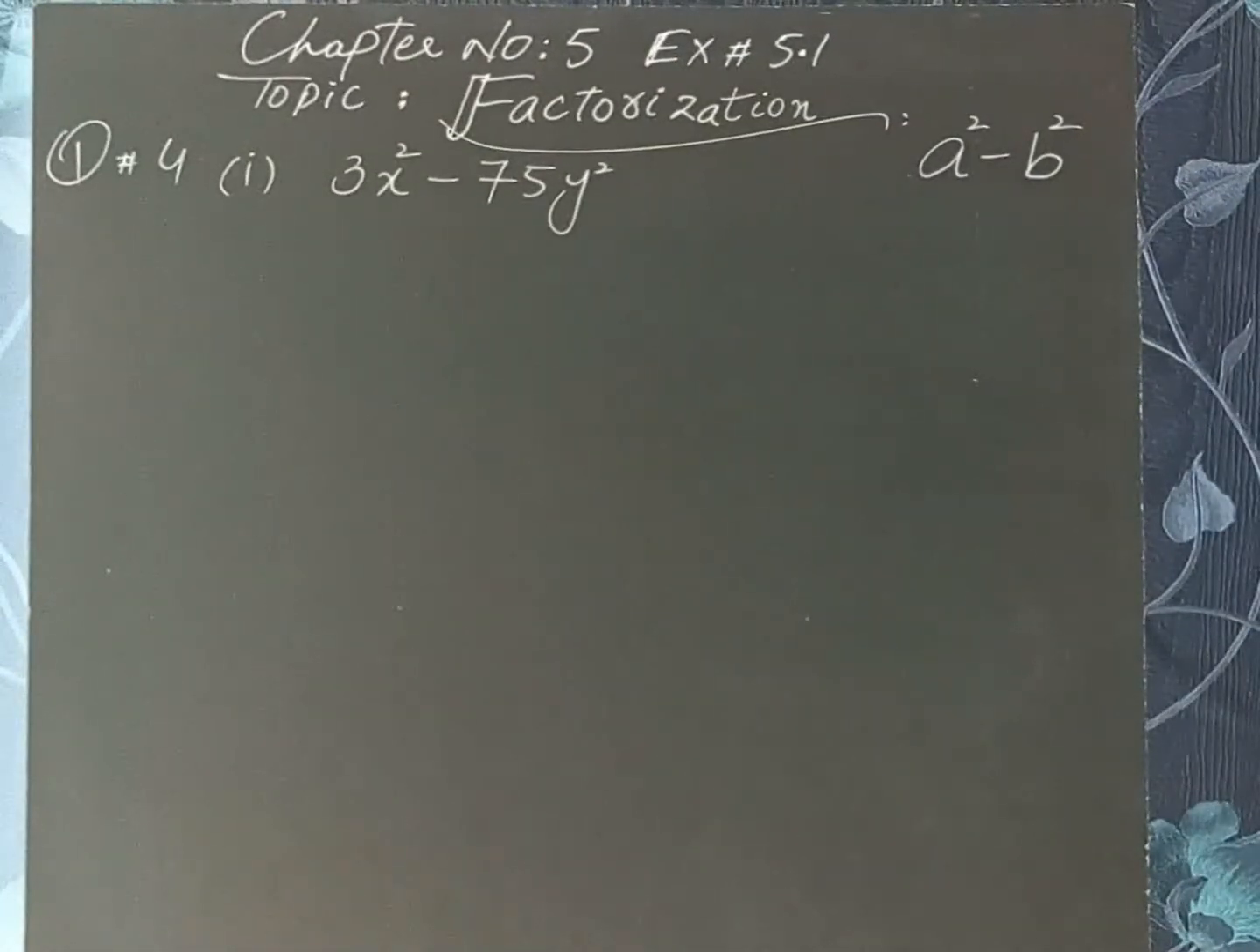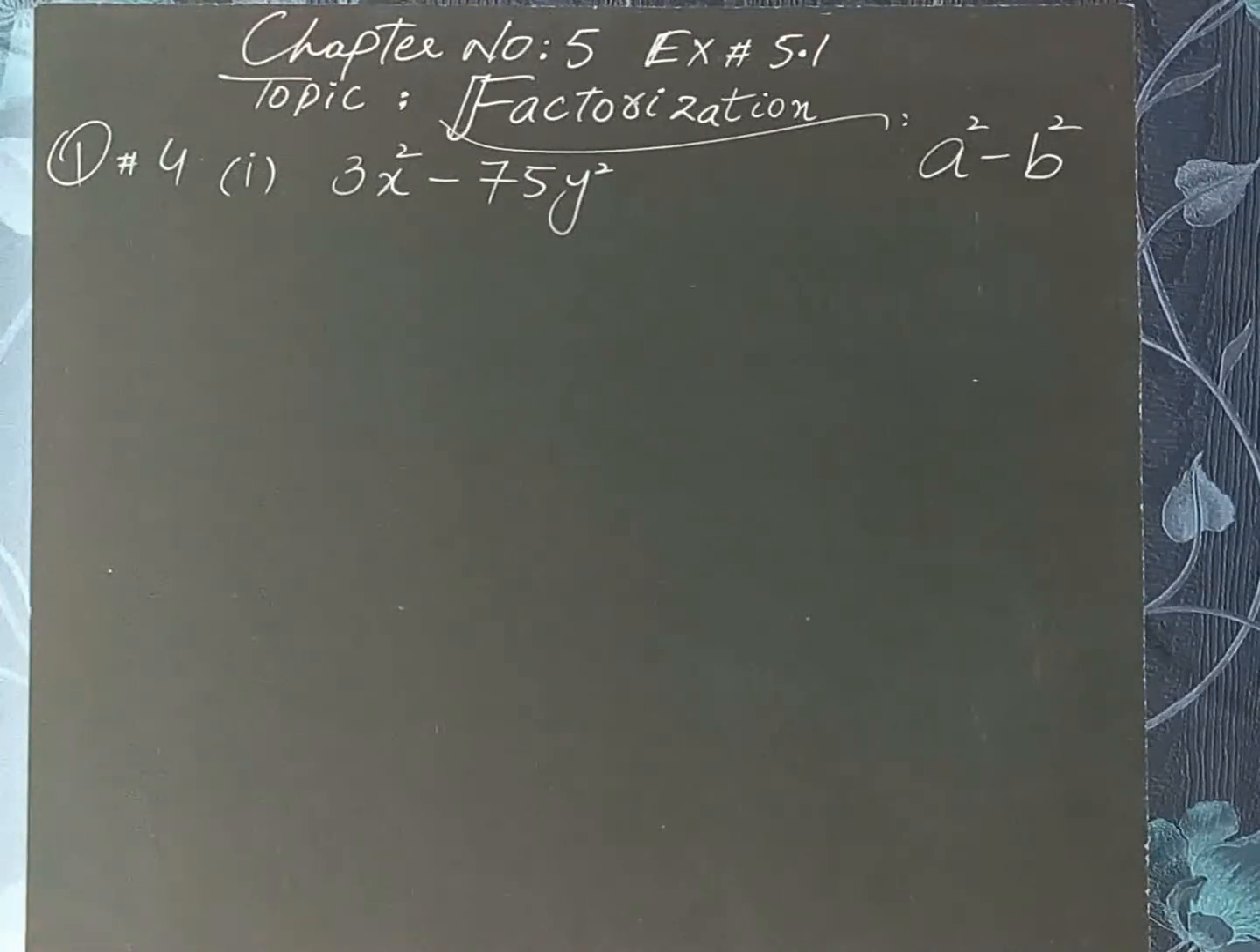Question number 4 is the next type of factorization, which has 2 terms all the time, and both terms are perfect squares. Then we can use the formula a squared minus b squared, that is always equal to a plus b into a minus b. So first of all we will check for the basic factorization, the first type, that is to take the common.